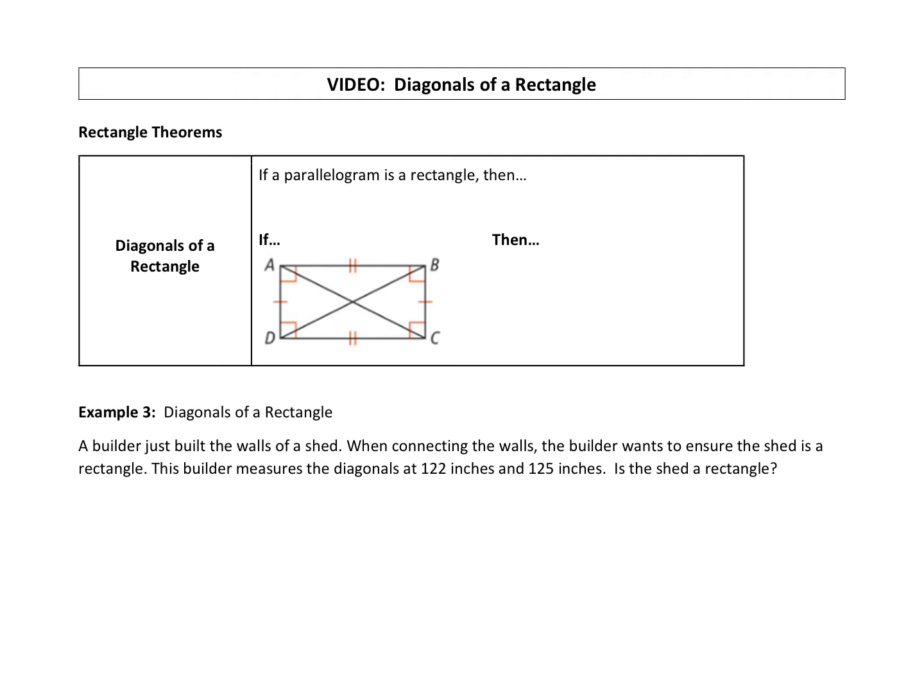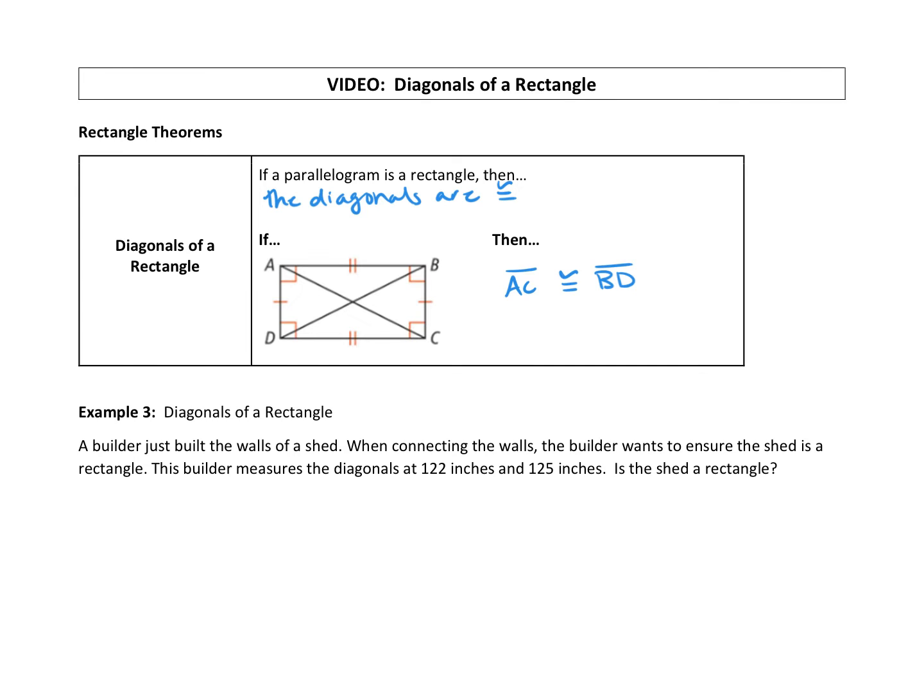So what do we know about the diagonals? This might be new information for you. So if a parallelogram is a rectangle, then the diagonals are congruent. So if we are given a rectangle right here, then we know that the diagonals AC will be congruent to the other diagonal, BD.